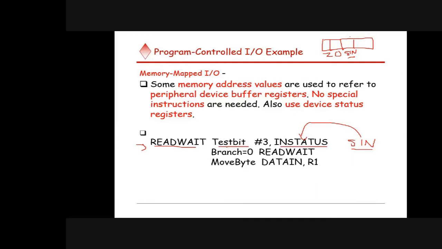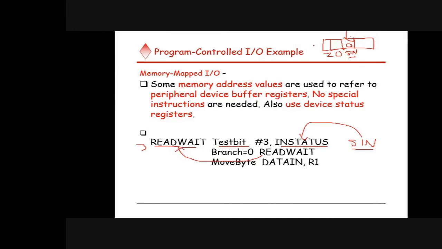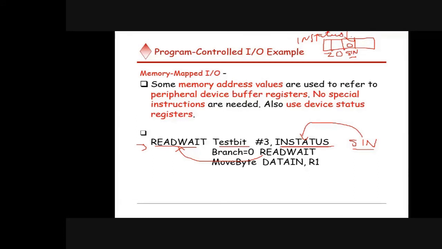So we check the third bit in the status flag, that is the SIN value. If branch 0, meaning SIN is equal to 0, again it goes to the read wait function. This register is called the input status register. That is the meaning of in status. It's just one variable; you can write some other variable also. In status is the name of the status register in the input device.